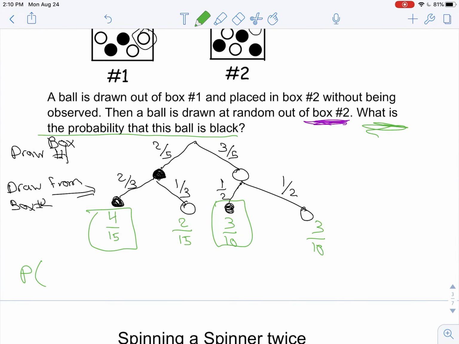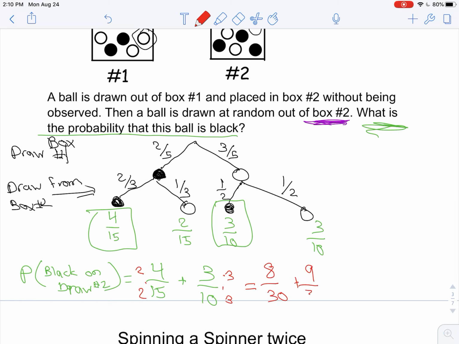So the probability of black on draw number 2, it's going to be 4/15 plus 3/10. See? So I'll have to do some fraction work here, but no worries. I passed 6th grade. We're good. 8/30 plus 9/30. So the probability of getting a black ball on that second draw must be 17/30. Okay?